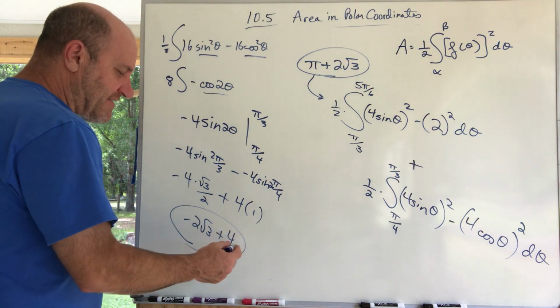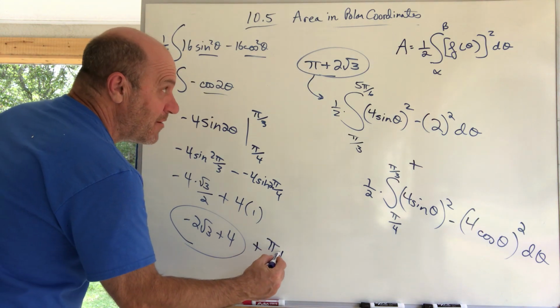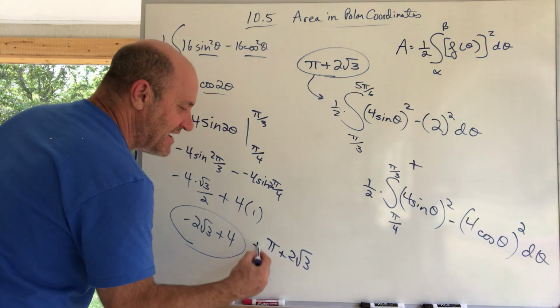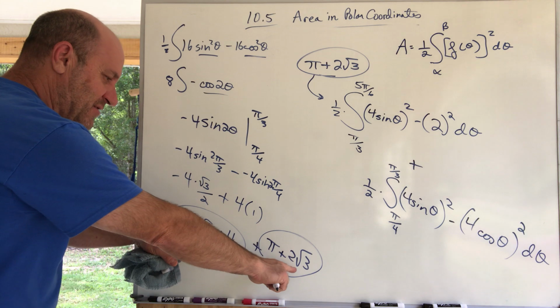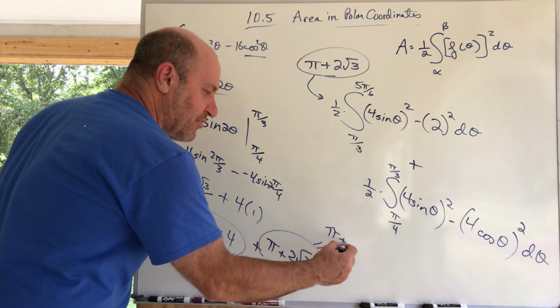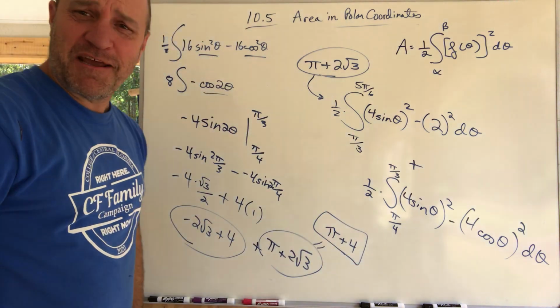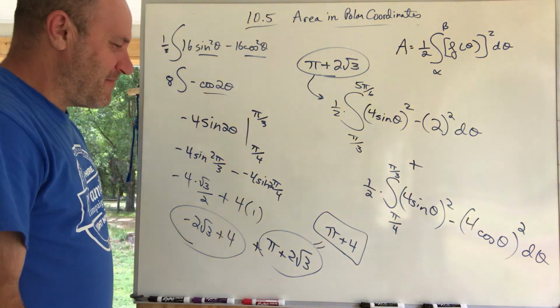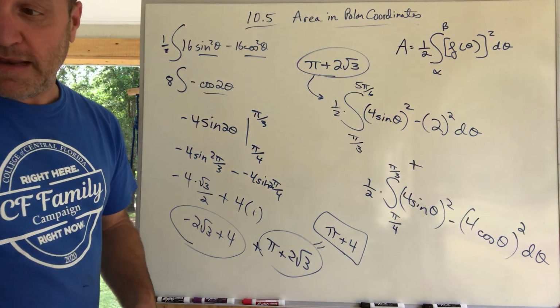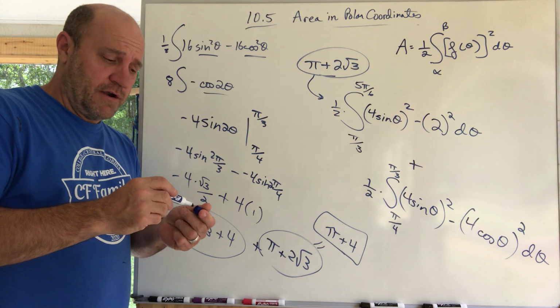Hey, I'm going to take that answer, add it to this answer, which is pi plus 2 square roots of 3, and that's pretty interesting. The 2 square roots of 3's cancel. My final answer is pi plus 4. That was the area of that cool shape we had up there a minute ago. Wow, this is fun. You got to admit it. You got to love it, you guys. Love it. Do it. Learn it. Love it.